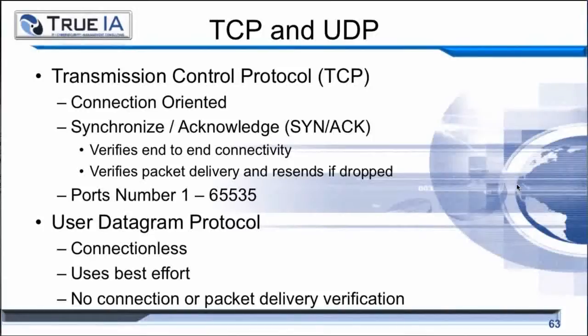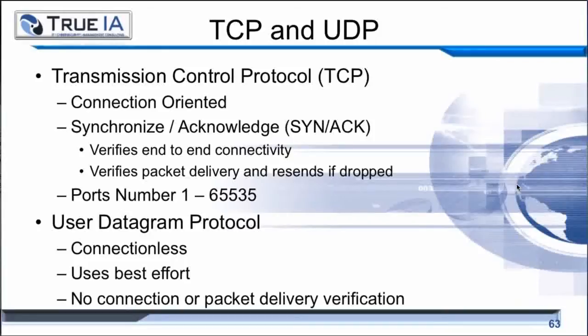So TCP, Transmission Control Protocol, is a connection-oriented protocol. It's built on a foundation of what's called the three-way handshake. We'll discuss that a little later as well. They are SYN and ACK packets designed to verify end-to-end connectivity. It verifies packet delivery and resends if a packet is dropped. These synchronize and acknowledgement packets travel through specific ports, ranging from 1 to 65,535. Then we have UDP, or the User Datagram Protocol.